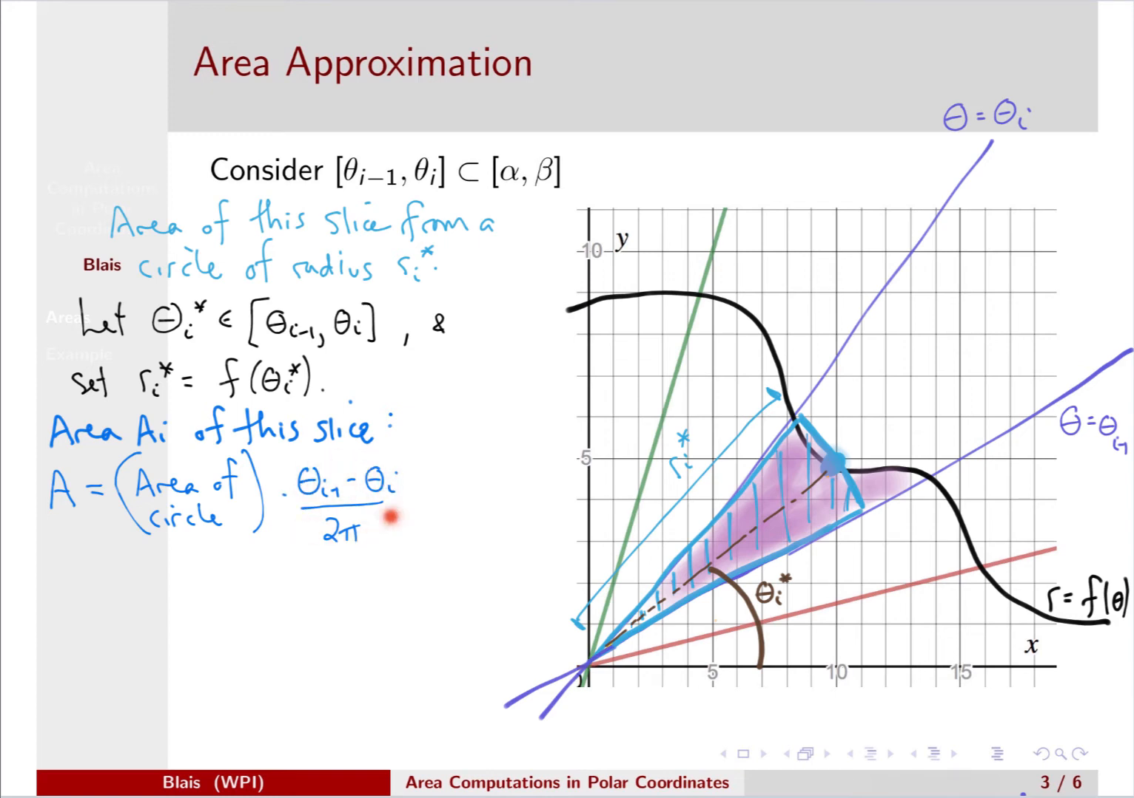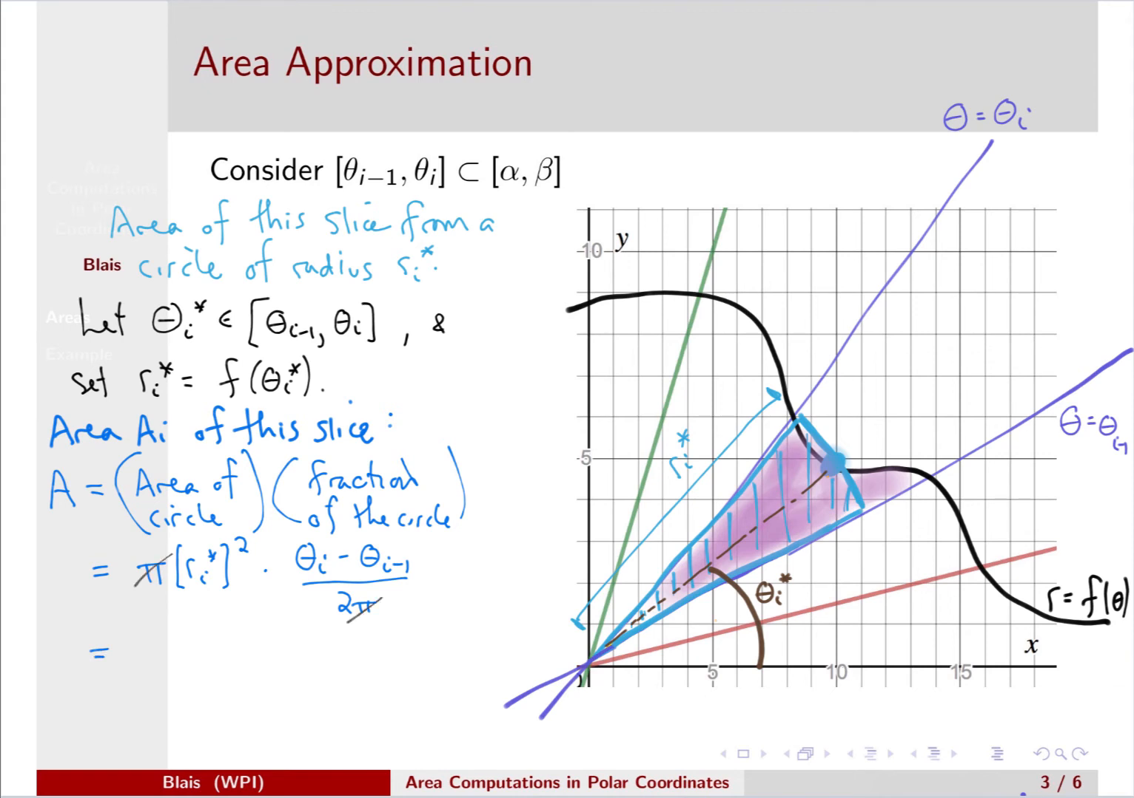So this ratio gives us the fraction of the circle. And so we can write it this way. Fraction of the circle. And again, the area we know is pi times the radius, r i star squared. And the fraction of the circle we just argued was theta i minus theta i minus 1, also called delta theta, over 2 pi. And so this becomes, noticing that the pi's cancel, we get 1/2 r i star squared times the change in theta. And this gives us the area of this ith slice.